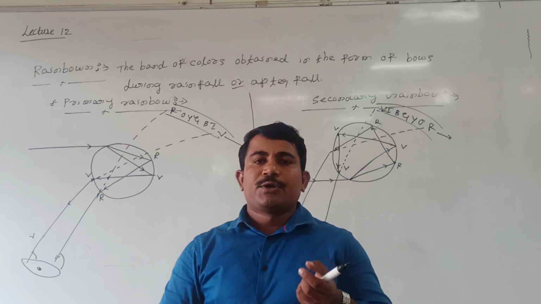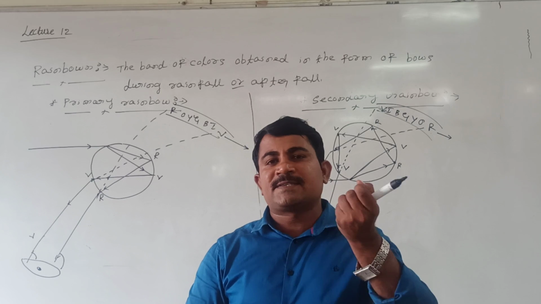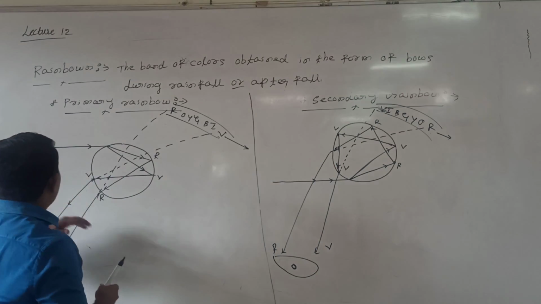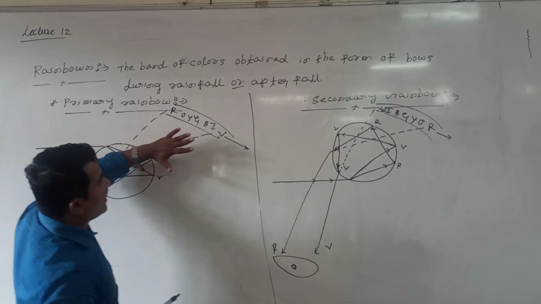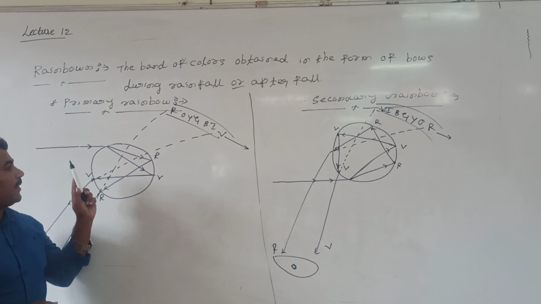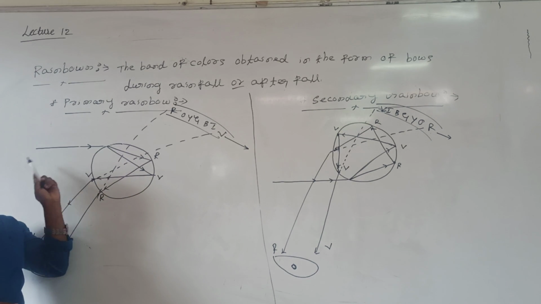But for the primary and secondary rainbow to appear, what is the condition? Look at me. How does the ray of light come? The ray of light can come like this, or it can come like this. See, the observer stands here. The water droplet is available here and the light is coming from the back side.